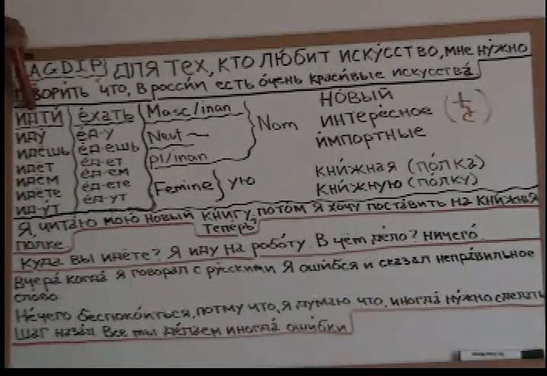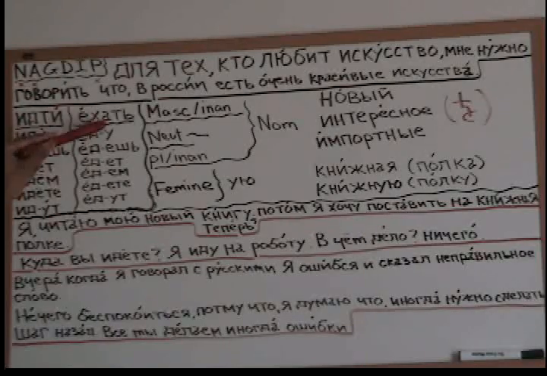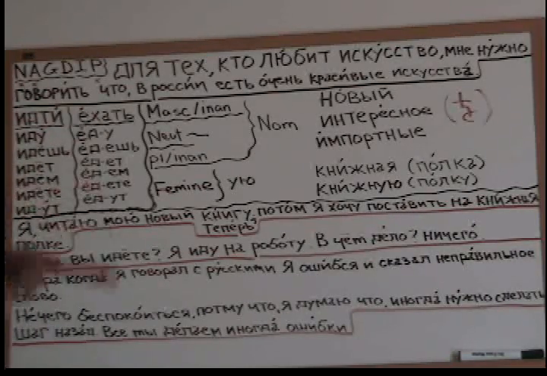So here we have идти and ехать. They both mean to go, but they're different. Идти means to go by foot, not by any vehicles. Ехать is to go, but you're going by vehicles, airplanes, cars, whatever. You want to use ехать.